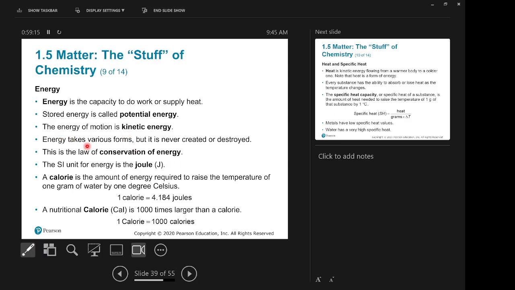The law of conservation of energy is actually what this is right here. So energy is neither created nor destroyed. It is just transferred or transformed.